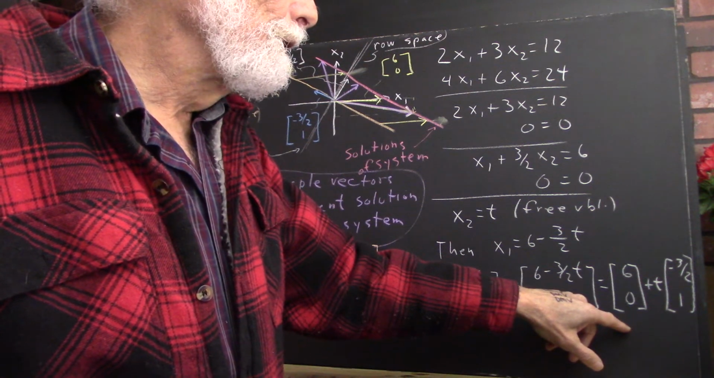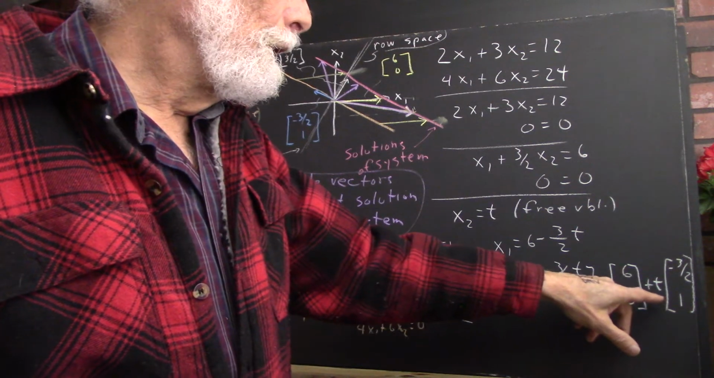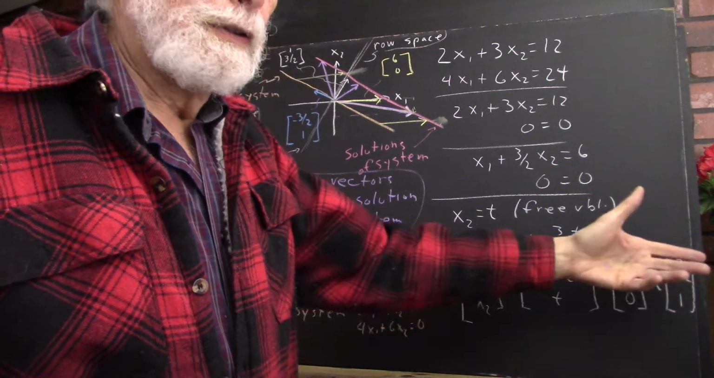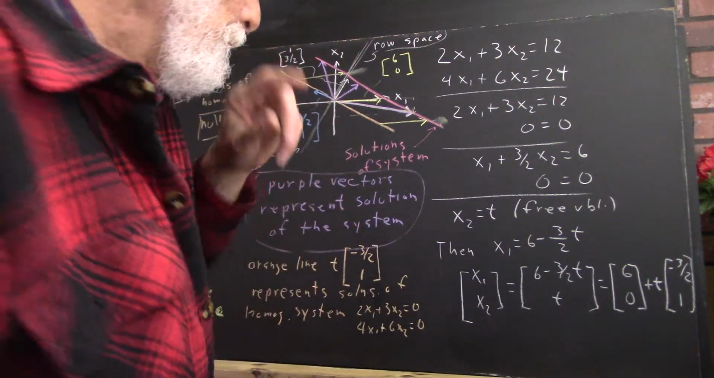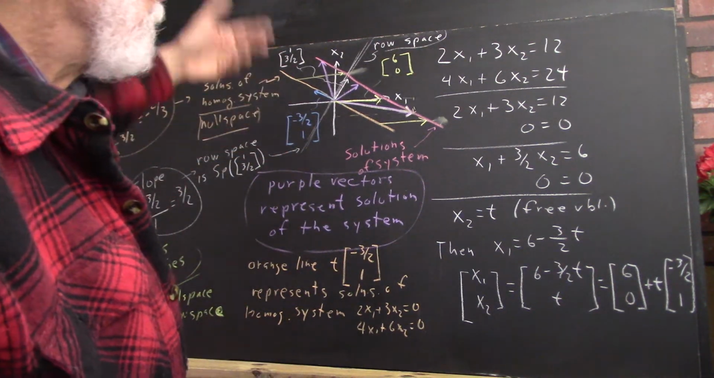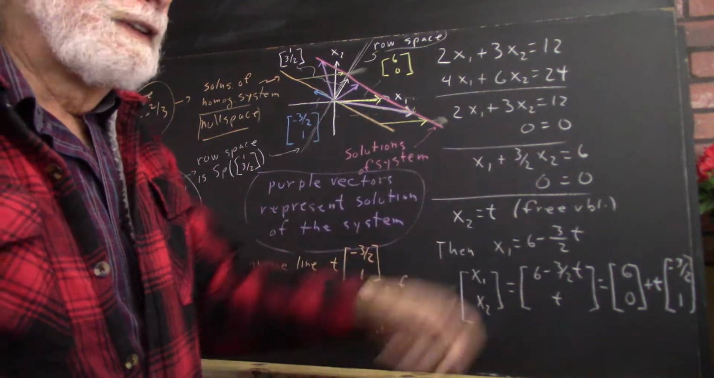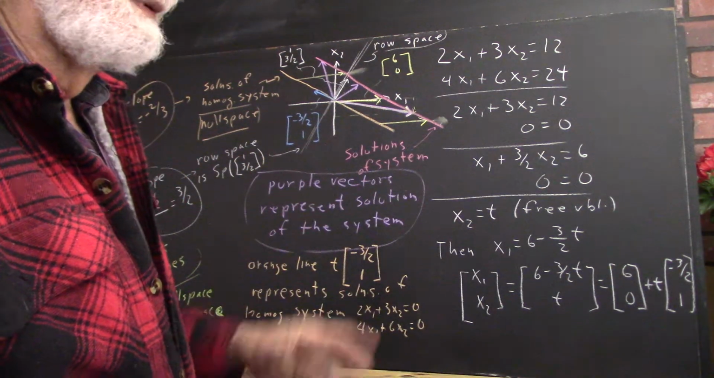This vector is called your particular solution, and this is the solution to the null space. Okay, it's the characteristic solution, and there are other words that are often used, and sometimes students make up their own words to describe these, and I'm not going to repeat those.